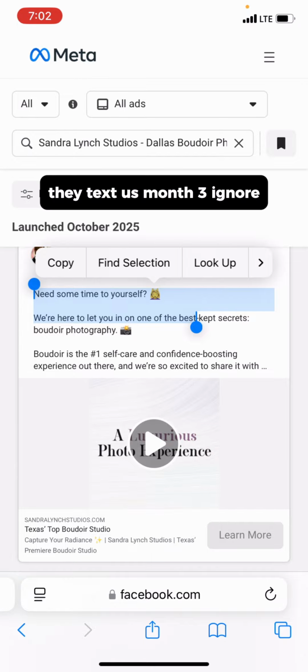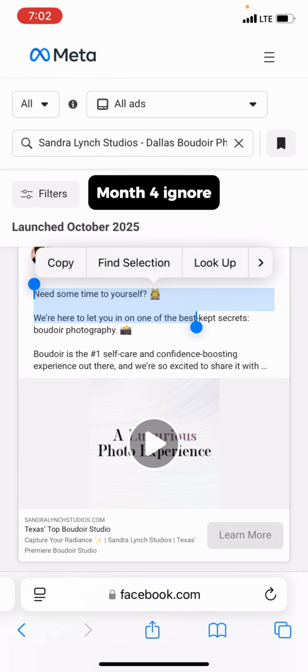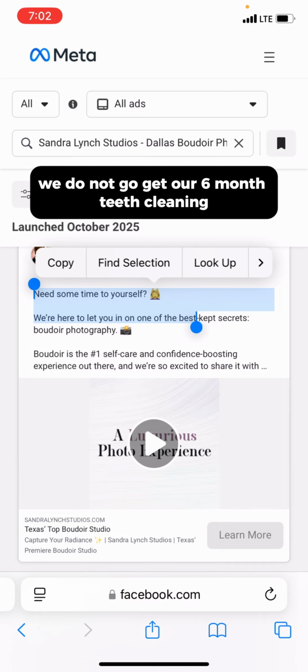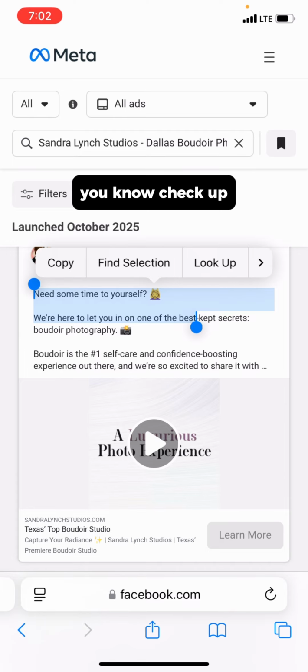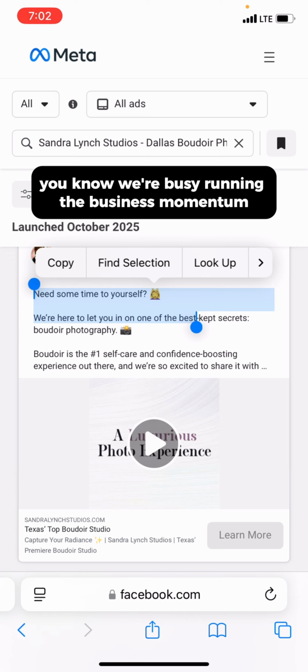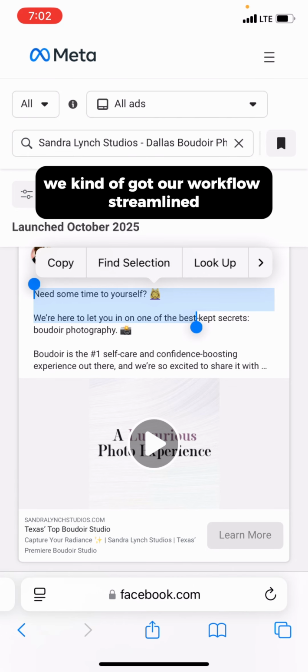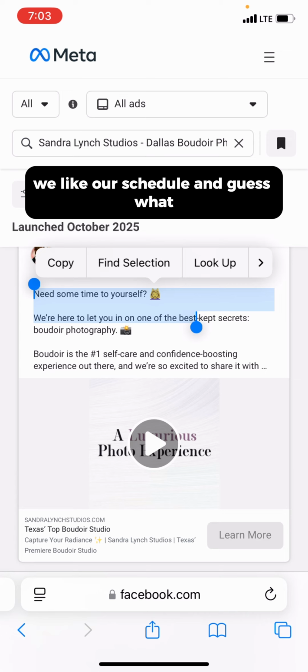So they put us in the auto texter machine, and they text us month 3, ignore. Month 4, ignore. Month 5, ignore. And month 6 comes and passes. We do not go get our 6-month teeth cleaning checkup. And why is that? Well, we're busy running the business, momentum. We kind of got our workflow streamlined. We like our schedule.